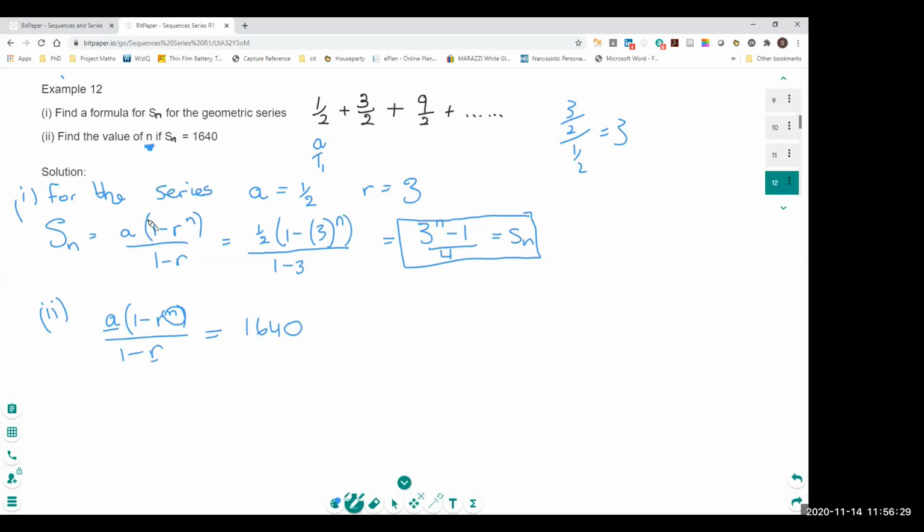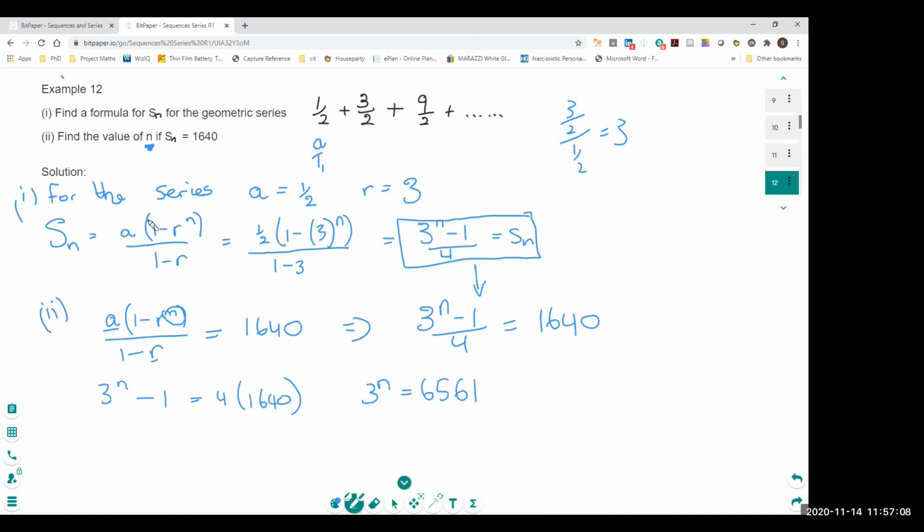So that implies that we have 3 to the power of n minus 1 all over 4 is equal to 1640. That's coming from the formula we solved. Okay, so just manipulate it, do a bit of algebra. 3 to the power of n minus 1 is equal to 4 times 1640, and we get, I'll do it quickly, 3 to the power of n is equal to 6561. What do you do when you get to here?